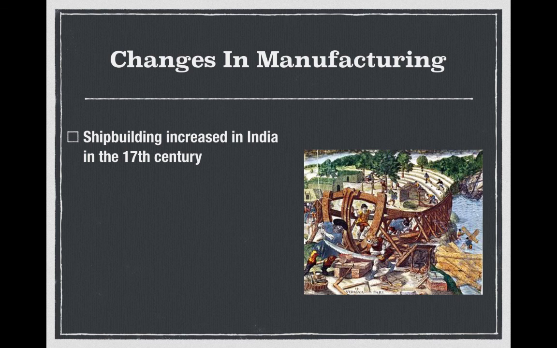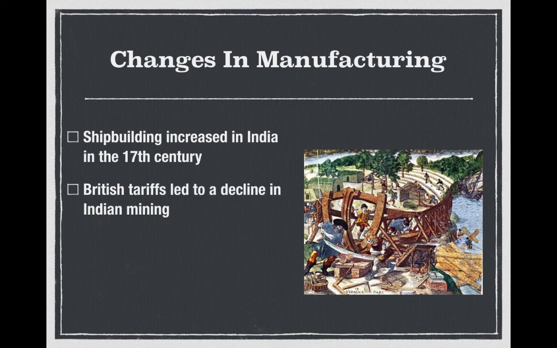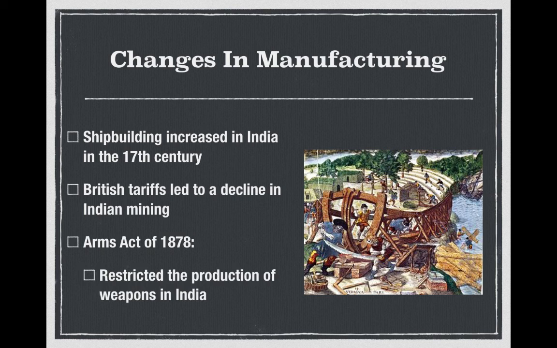So, changes in manufacturing. Shipbuilding will increase in India in the 17th century. However, British tariffs will lead to a decline in Indian mining. And the Arms Act of 1878, passed by the British, restricted the production of weapons in India. So we see a decline in weapons production in India during this time.